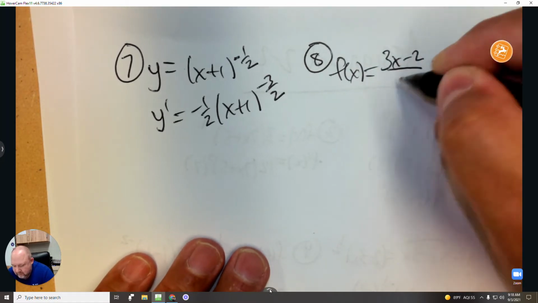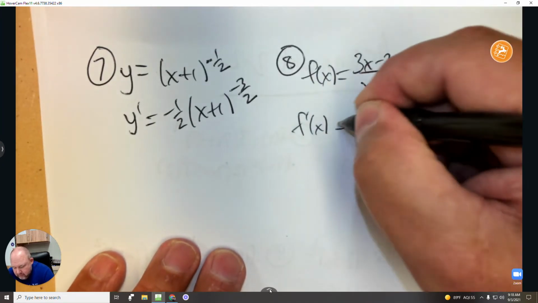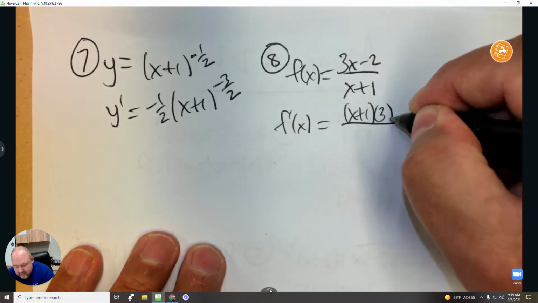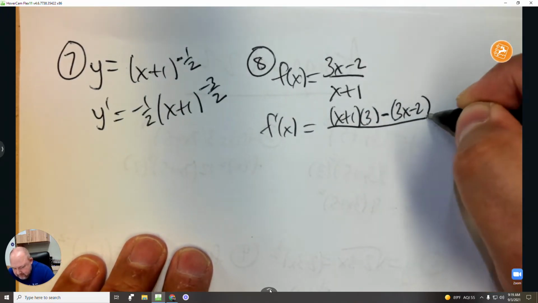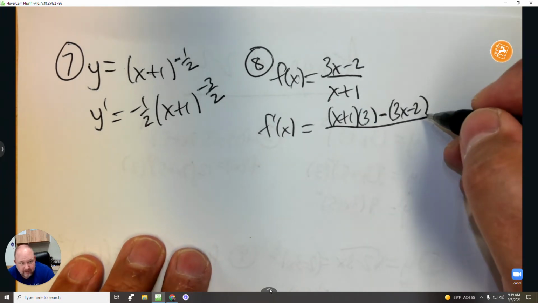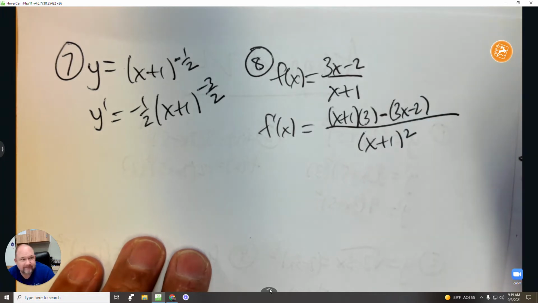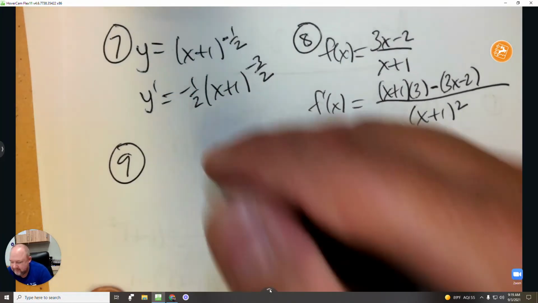Number 8, 3x take away 2x plus 1. The rule here is actually the quotient rule. So the quotient rule is the bottom times the derivative of the top, subtract the top times the derivative of the bottom, I don't need 1, and then the bottom squared. Number 9, again press pause at any time if you need to.